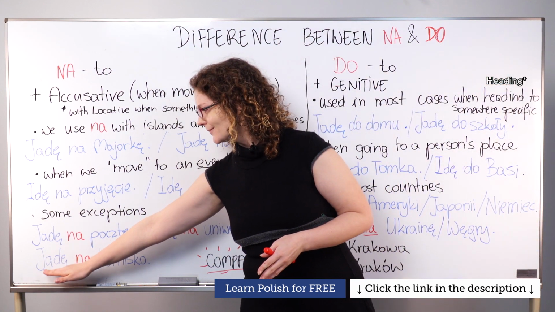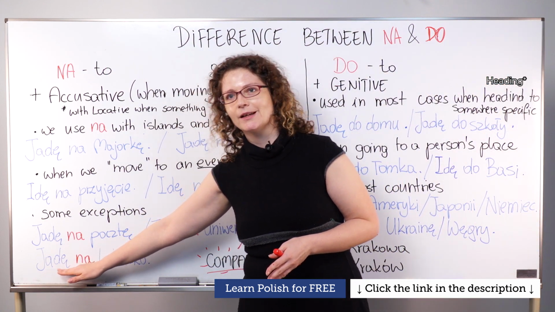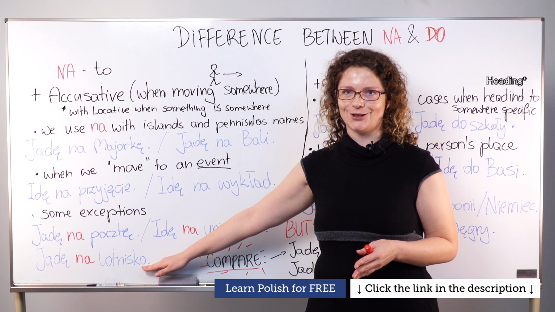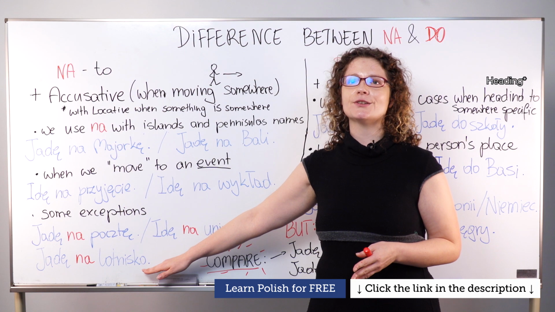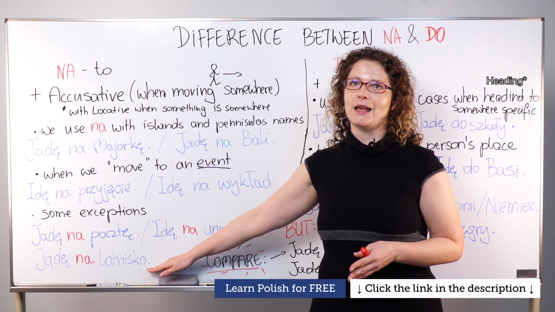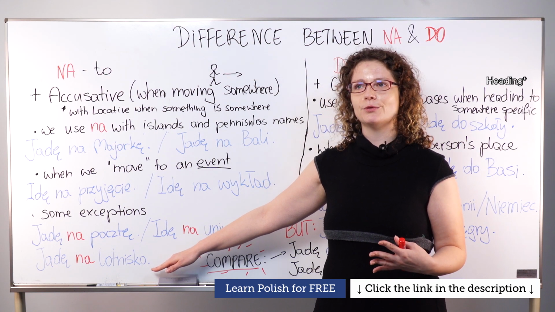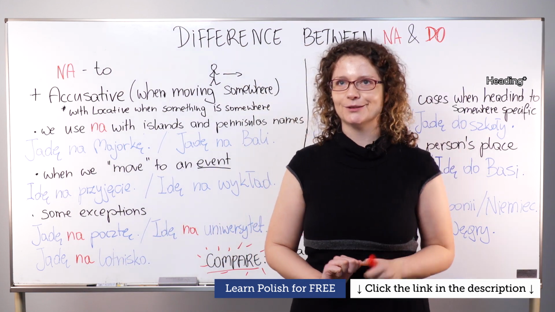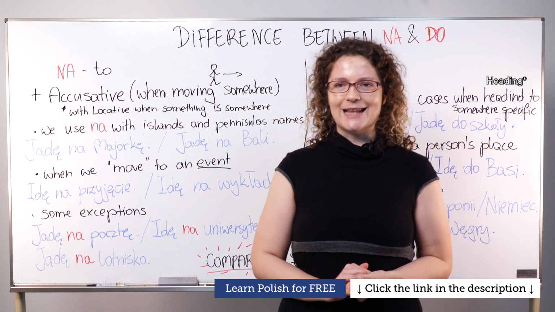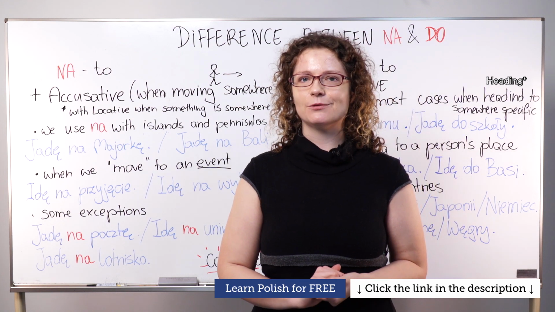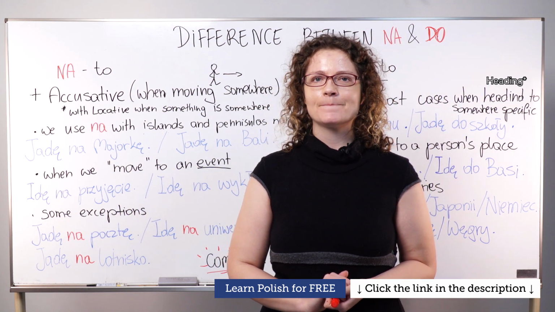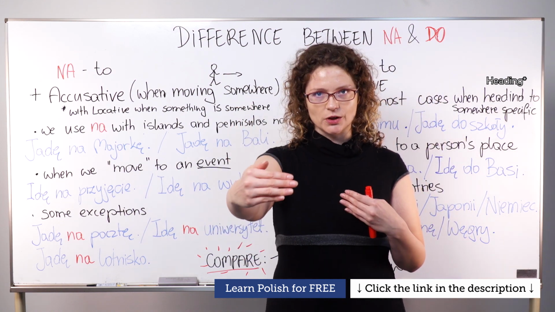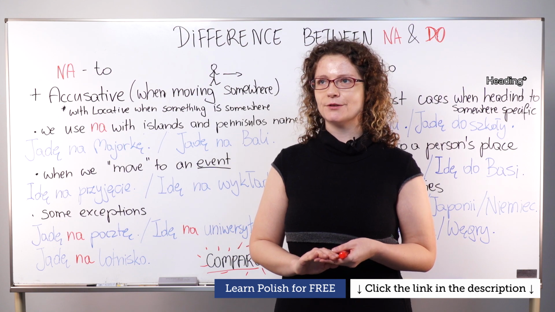And the last one is lotnisko. Lotnisko is an airport. And here as well, you will use na instead of the other one we will talk about. So, jadę na lotnisko. So to put it all together, preposition na, when we go somewhere, we use with accusative case.